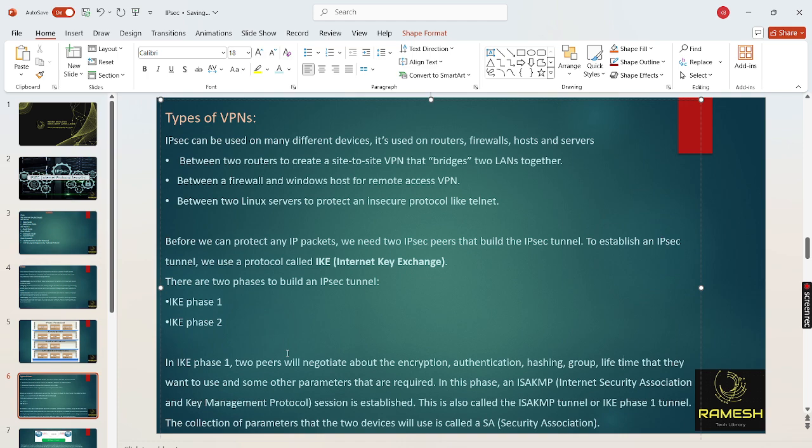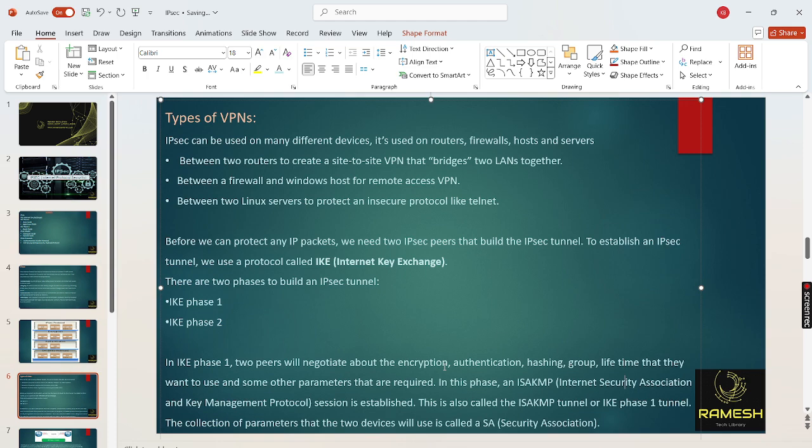Okay. The concept I understood is that first the IKE phase one gets established first. On top of phase one, phase two gets established, right? No, not on top of the phase one. Once the phase one is up, it will be used for building the phase two.